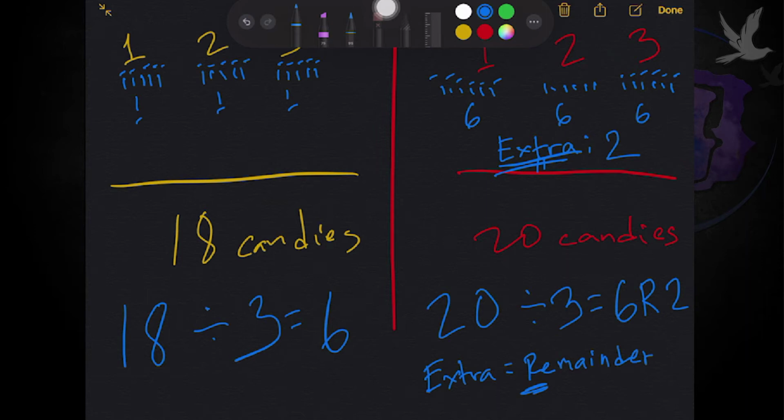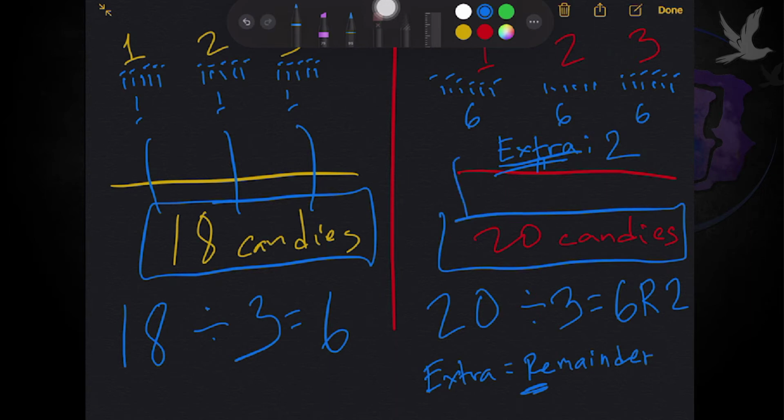Okay? So if you notice, we have these two situations here. One, there's no remainder in the yellow. We were able to distribute all 18 candies to 3 friends without having any extra candies. While in the red area, we distributed 20 candies to 3 friends in red.